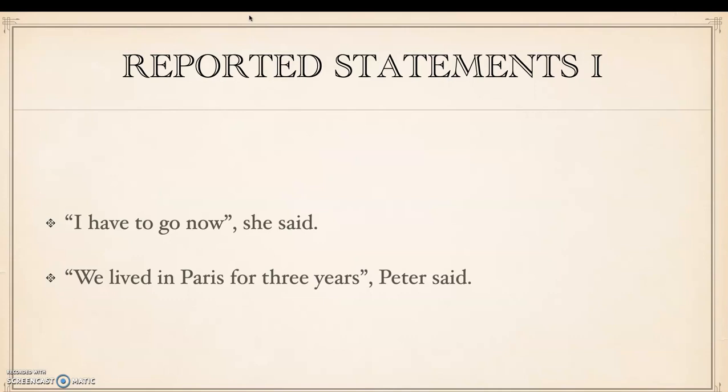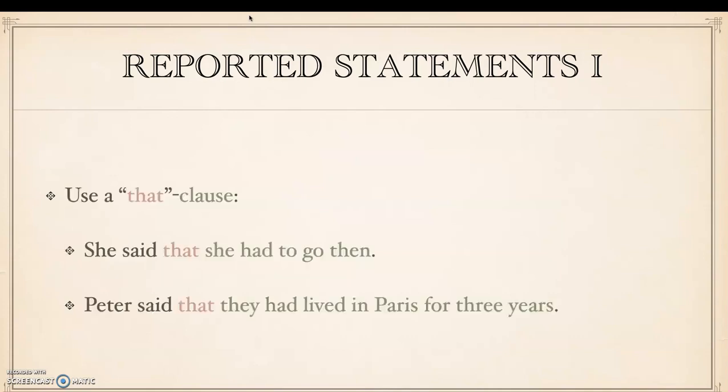In English, for example, we have these two examples. I have to go now, she said. Or we lived in Paris for 3 years, Peter said. When we want to report a statement, we need to use a that clause. This is a subordinate clause, a noun subordinate clause with the function of direct object of the main verb in the main clause. The main verb in the main clause is what we are going to call the reporting verb.